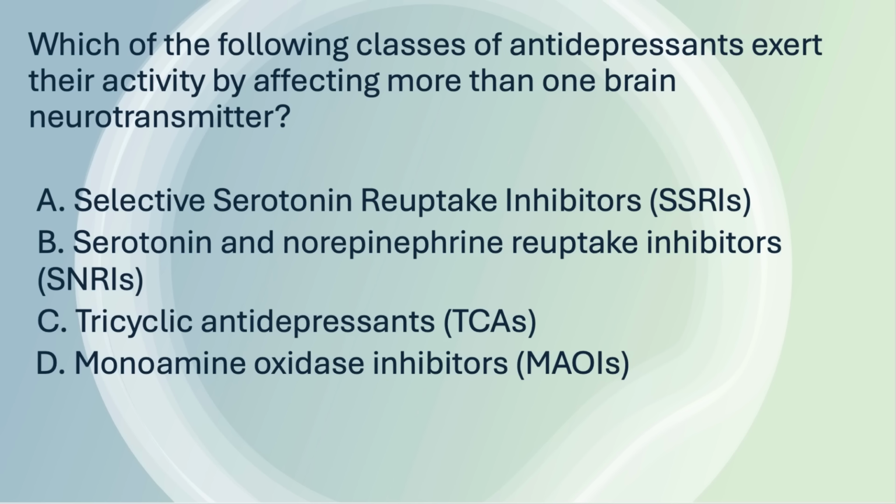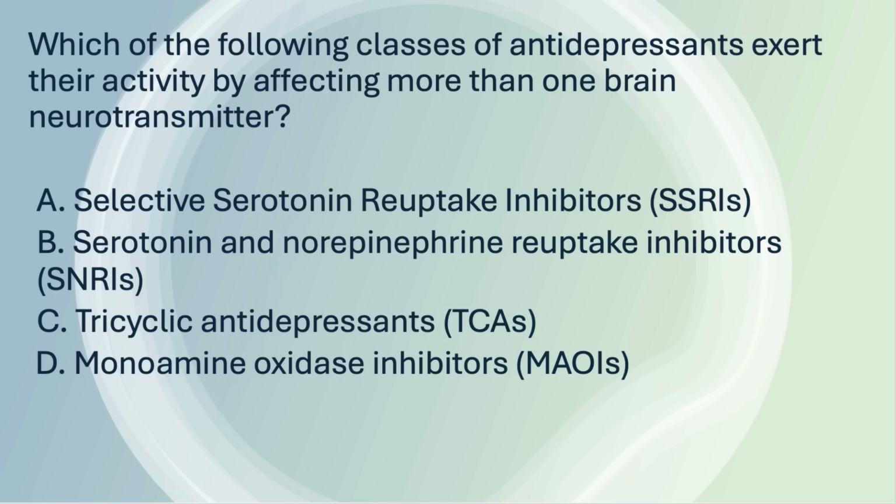B. SNRIs are serotonin and norepinephrine reuptake inhibitors. That is the correct answer. And you should know that because, why? They are serotonin and norepinephrine. So SNRIs block the reuptake of both serotonin and norepinephrine, increasing levels of these two neurotransmitters in the synapse. Examples of these, and I don't expect you to know that right now, are venlafaxine and duloxetine.